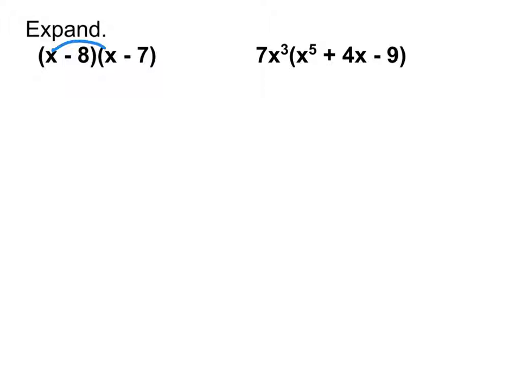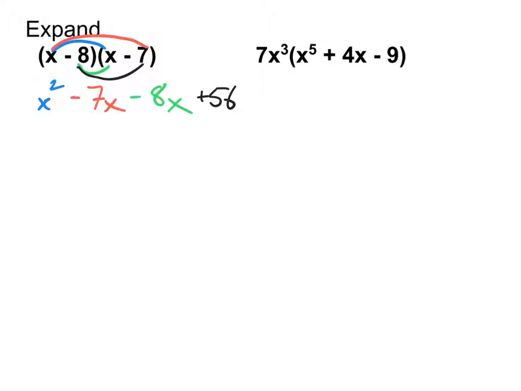So that means I'm going to be doing x times x, which is going to give me the x squared. Then I'm going to have to be doing the x times the minus 7, which is minus 7x. And then we're going to do it with the minus 8. So minus 8 times x is minus 8x. And then finally, I'm going to do the negative 8 times the negative 7, which gives me a positive 56.